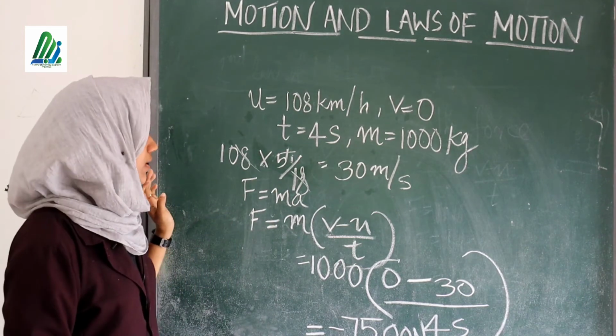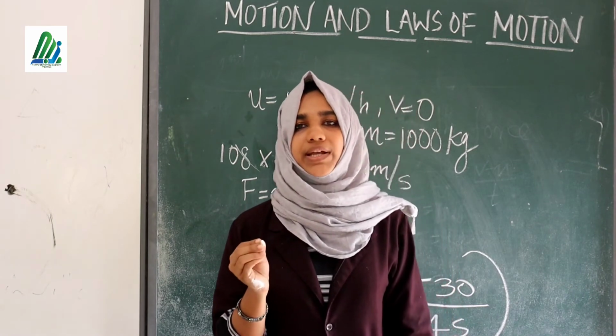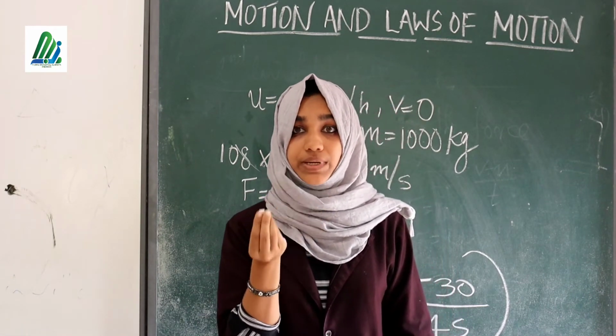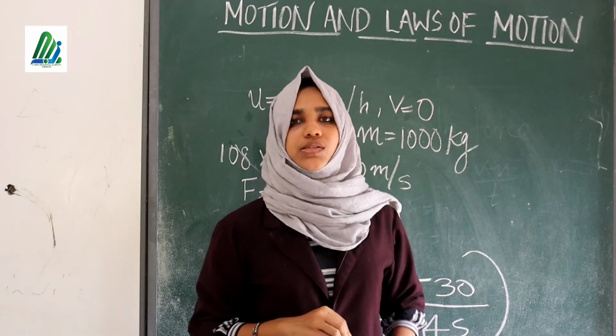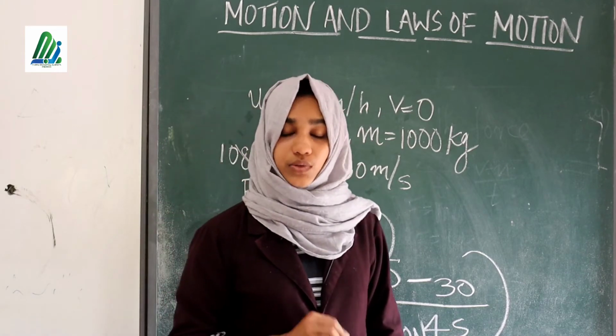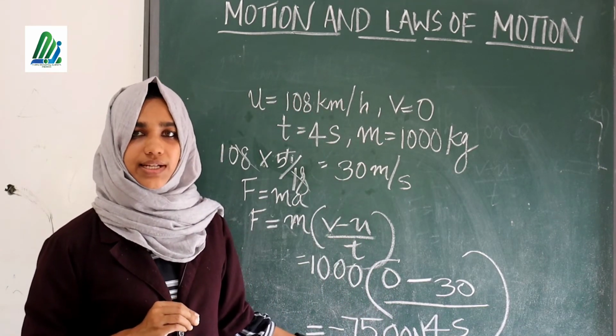So here the force applied when the brake is applied, we want to find here the force when brake is applied. So here that is minus 7,500 Newton is the answer. Okay, is it clear?